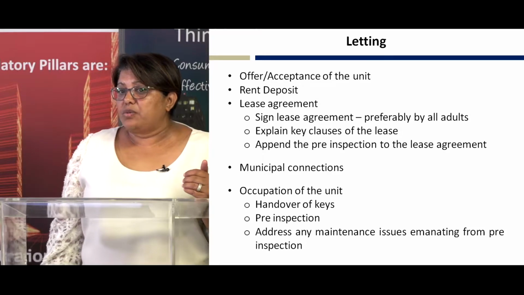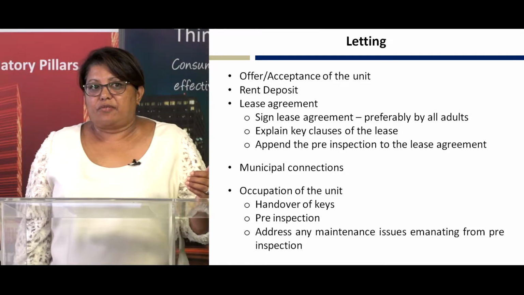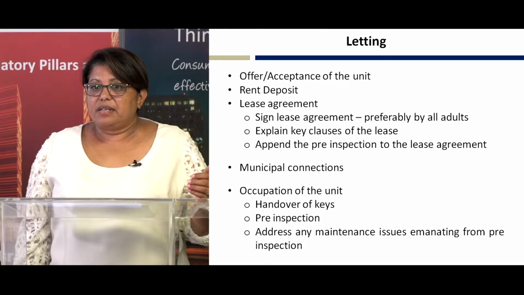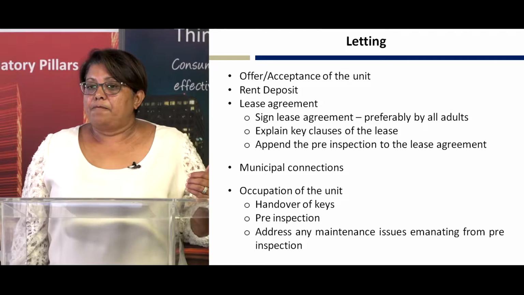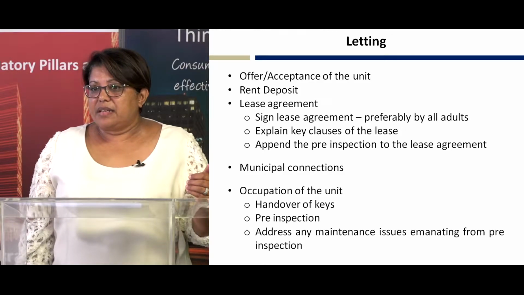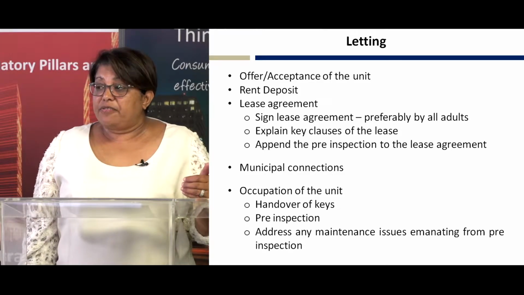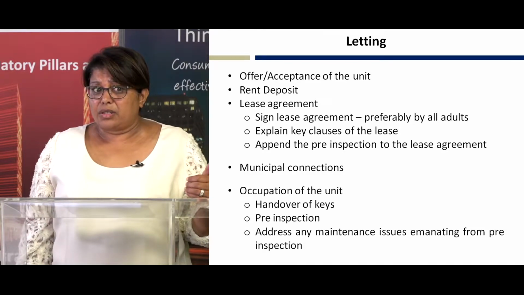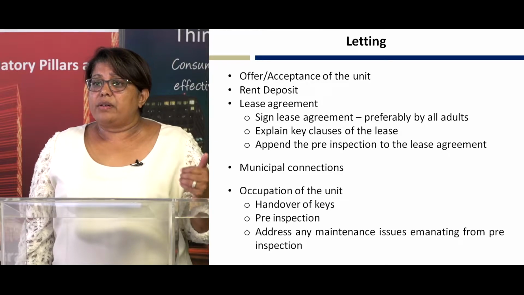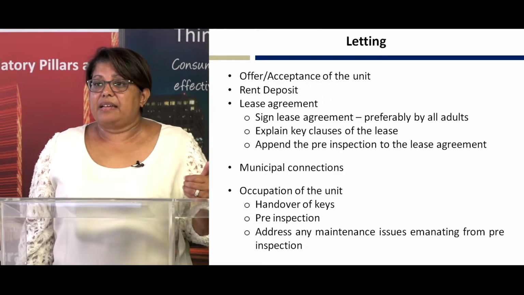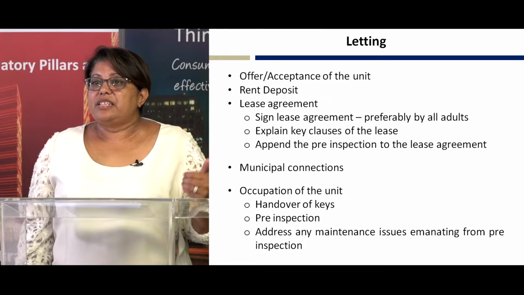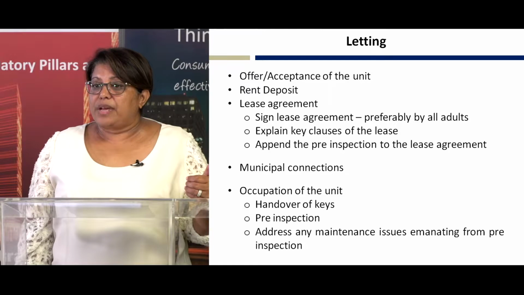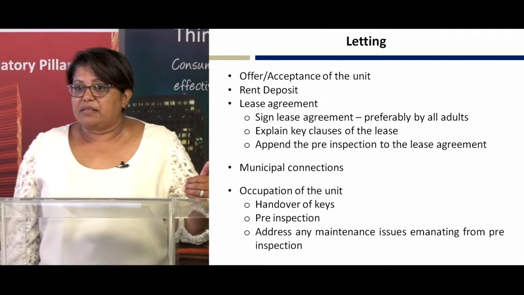That will really commence with an offer or the acceptance of that unit. The person would be required to pay the rent deposit, and the person would then be required to sign the lease agreement. Now, it is also preferable that if there's more than one household income to that household, that you get all the adults that are earning an income to sign the lease together, so that if one defaults, the other one can also be held liable for the rental.